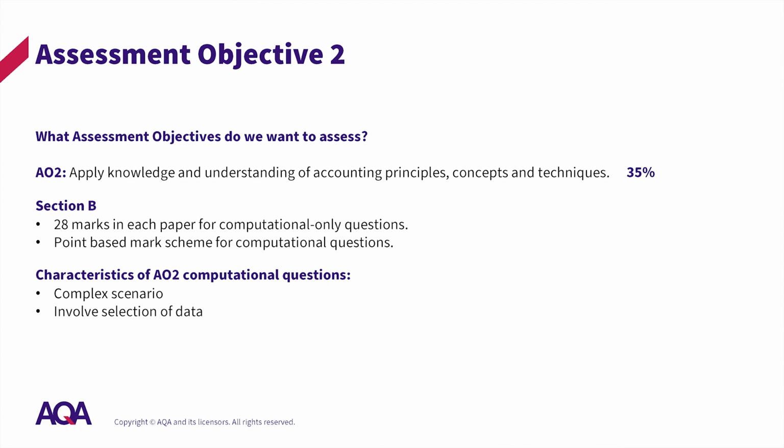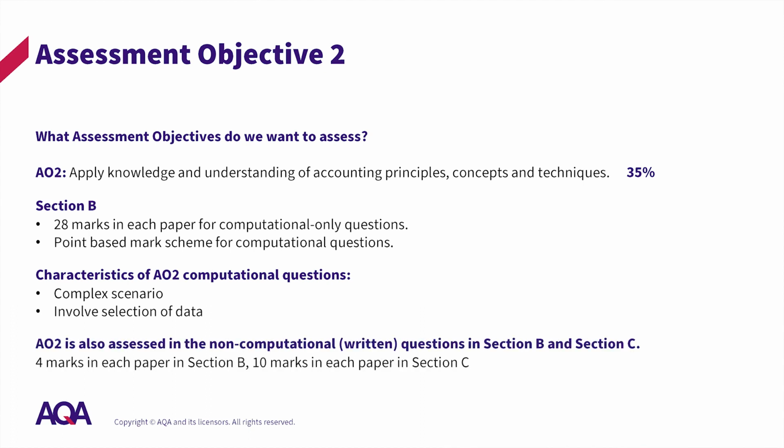AO2 is also assessed as part of the 6-mark Assess/Advise questions in Section B and the 25-mark questions in Section C. It is worth 4 marks in each paper in Section B and 10 marks in each paper in Section C. This is because analysis and evaluation cannot take place without the application of knowledge and understanding.